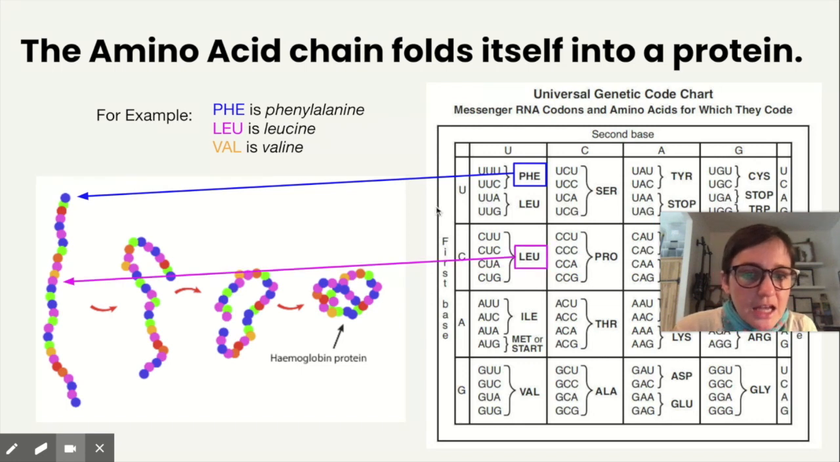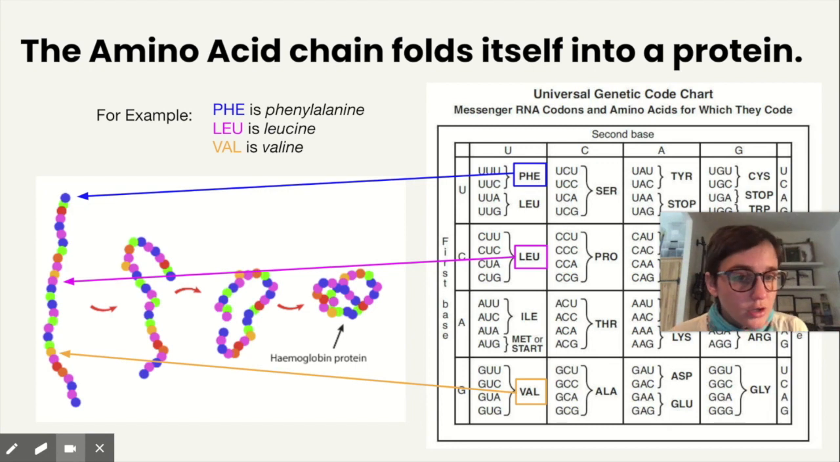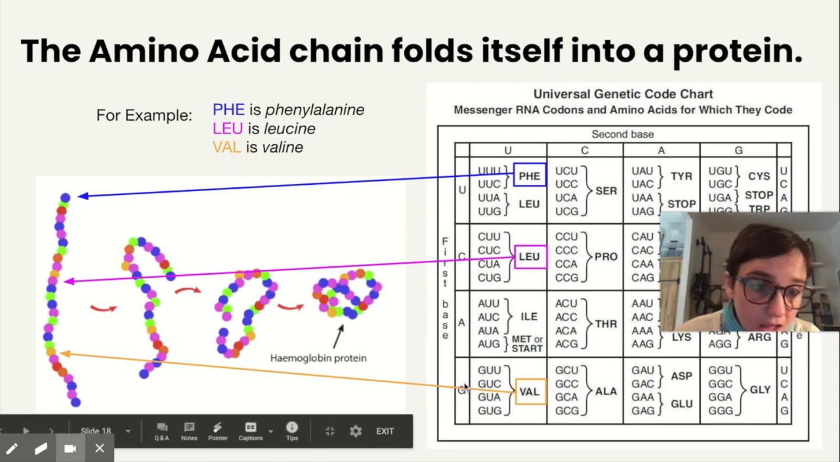Then, anytime I have a pink one, that could be leucine. And that means I read any of these bases, CUU, CUC, CUA, or CUG, could be some other ones. Anytime I read those, I'm going to add a leucine. And then finally, just another example, obviously there's more than 3, but VAL means valine, and that could be my orange ones. And anytime I read an RNA chain that says GUU or GUC or GUA or GUG, I'm going to use valine as my amino acid.